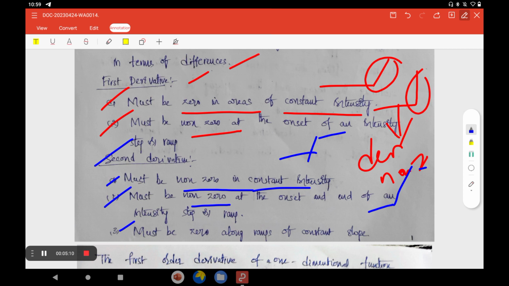These are some of the important observations in case of the first derivative and second derivative. Okay, let's move on to the next slide.